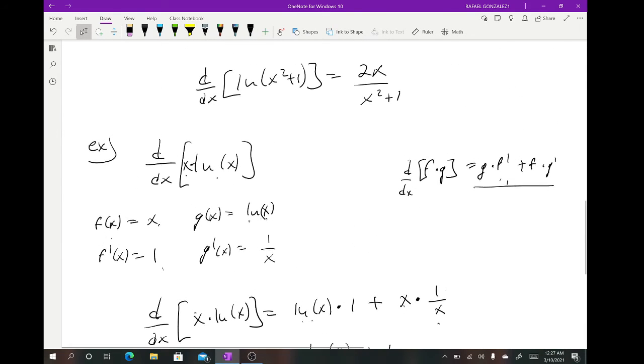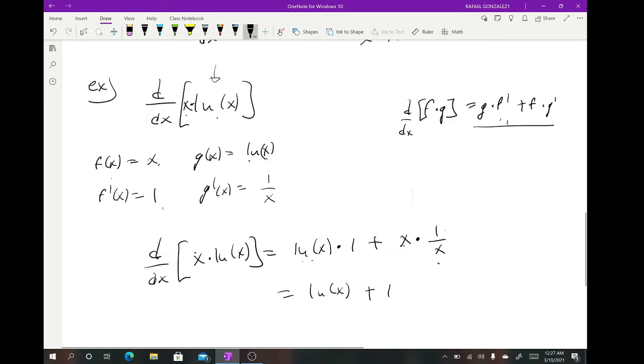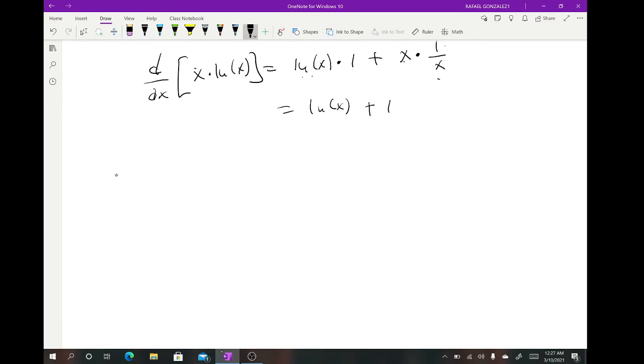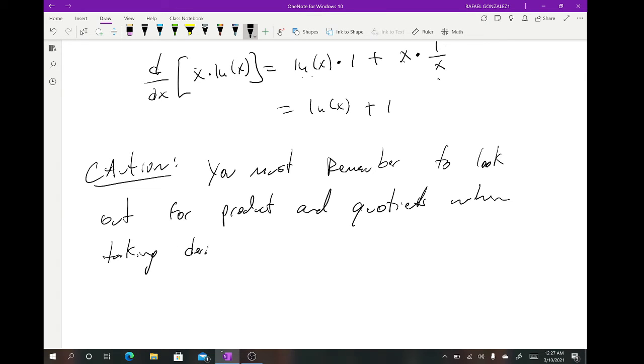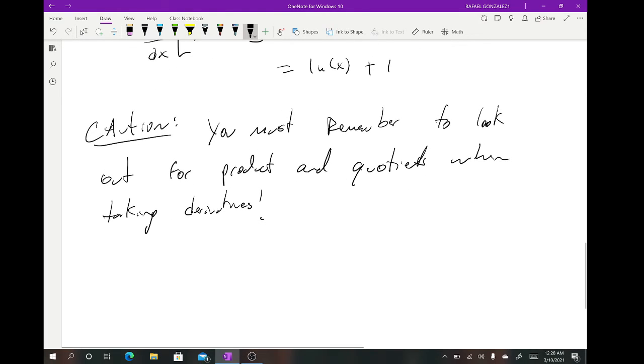You have to be able to identify whenever you have a product. So let me just give you a caution. You must remember to look out for products and quotients when taking derivatives. Okay? You must always remember that. You should always look out for them.